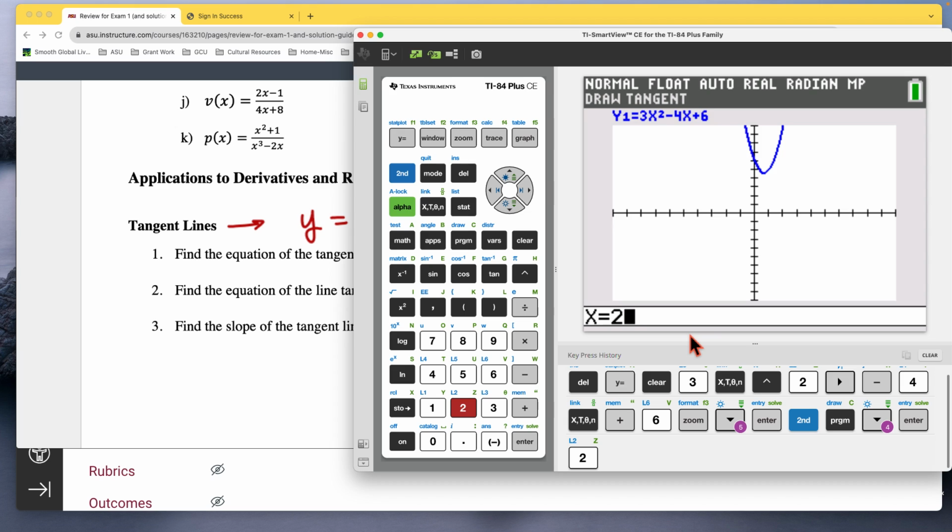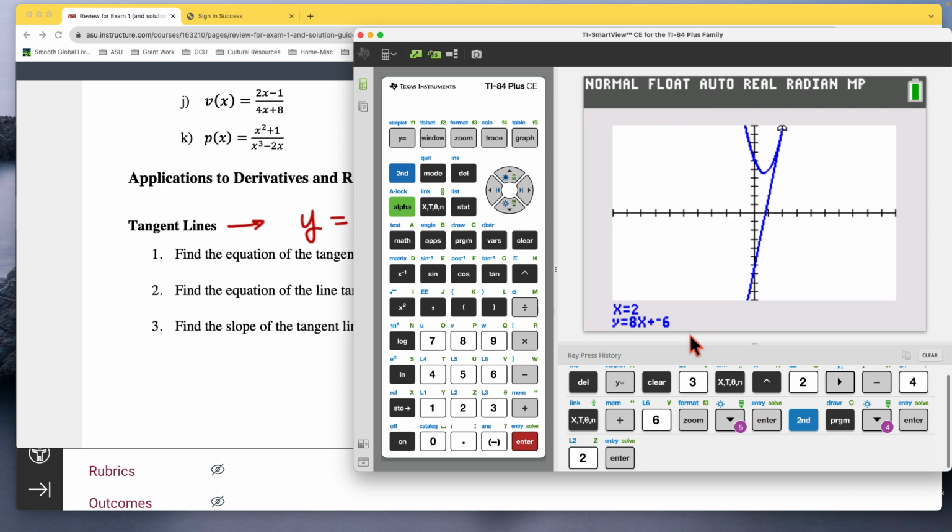We're going to hit enter and watch what happens. It draws the tangent line just like it said, but more importantly, it gives us the equation of the tangent line here. We are done. We have the slope. We have the whole equation of the tangent line. y equals 8x minus 6. Write the answer, choose the answer from the list, whatever it is, we're good.